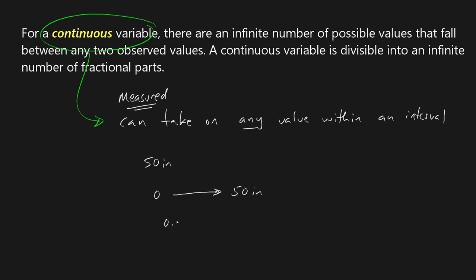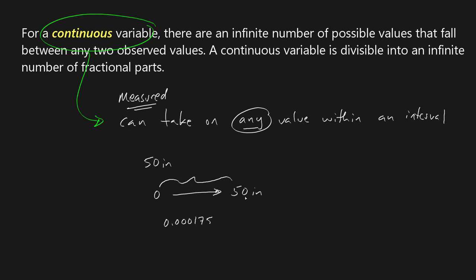It could be 0.000175 inches tall. It could be just a little bit taller than that. It doesn't have to be any specific or certain value within this interval. A continuous variable can take on any value within an interval. Even if there are limits to the interval, we can't have a plant that is smaller than 0. We can't have a plant within this container that I'm hypothesizing that is larger than 50 inches.